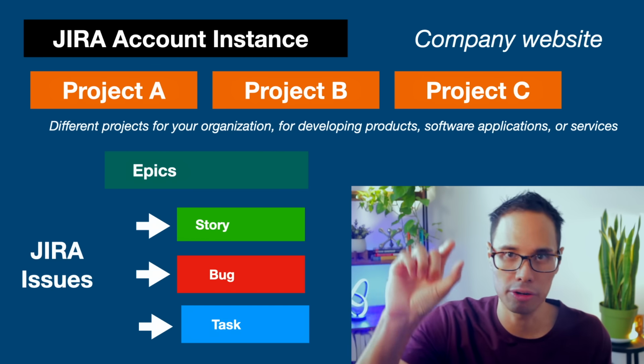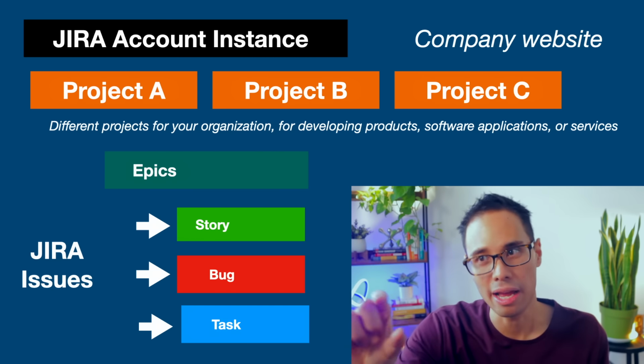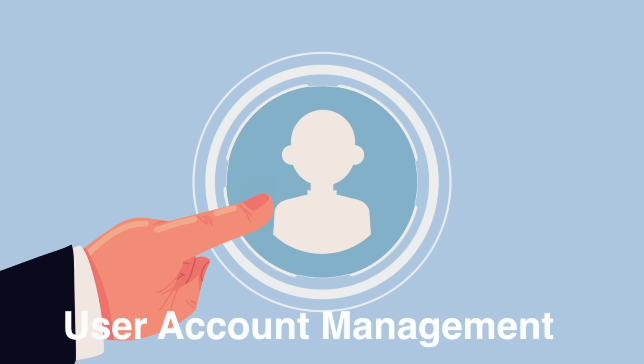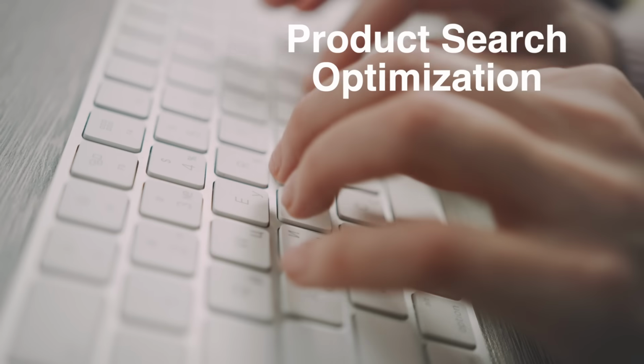Underneath a project are your epics. And as we've discussed earlier, an epic is the largest chunk of work that you can have, and they're used to categorize your work. So think of an epic as the high-level features of your product. For example, user account management, shopping interface module, or product search optimization. Epics help us align the product that we're creating to certain features and product goals. Epics typically span several weeks to complete, and they should be a large piece of work. It should not be something that can be done in 1 to 3 days.